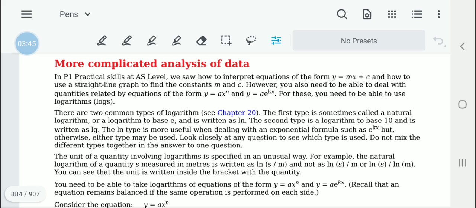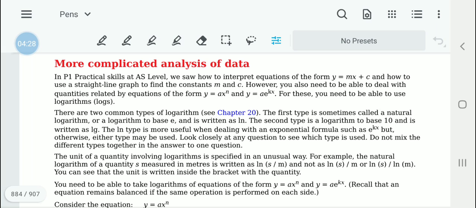Now, coming to more complicated analysis of the data that we have been given. In AS level we discussed how to interpret the y equals mx plus c equation, relate it to a straight line graph, and draw it to find the constants m and c. Now there would be other graphs that give us y equals ax to the power n. That means parabolas would be considered as well, and also y equals a e to the power kx.